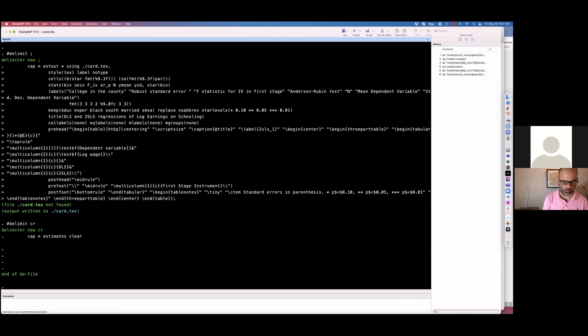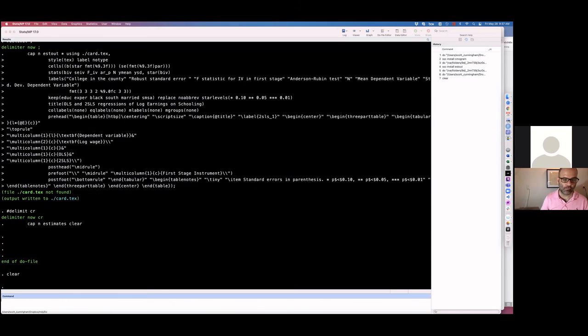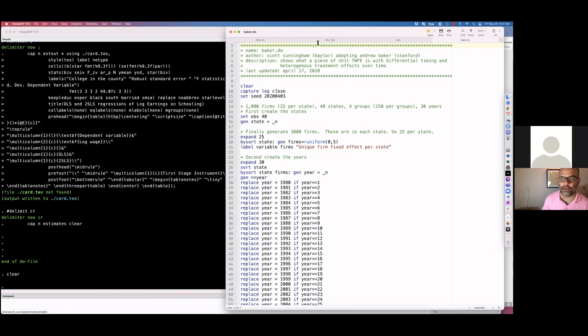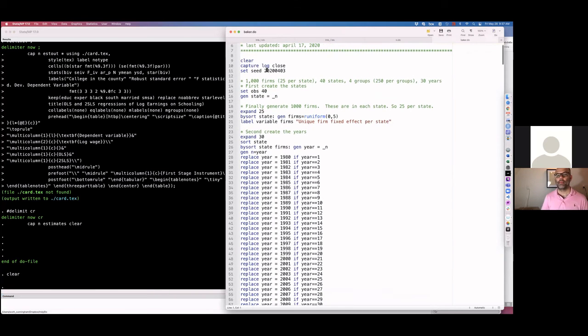So if you go into Causal Inference Workshop, then you go into master do files, there's a program called baker.do. And baker.do is a simulation that is going to illustrate the bias of two-way fixed effects.